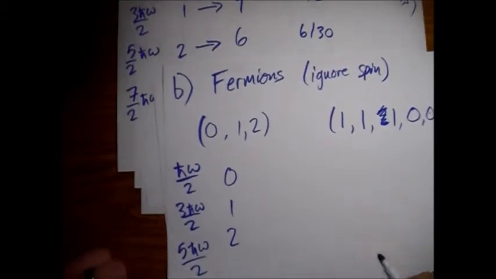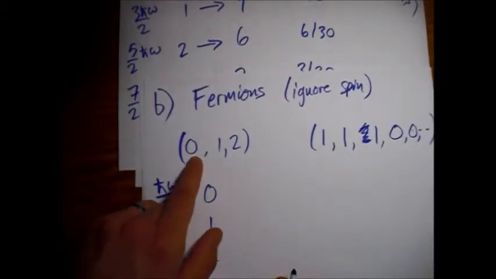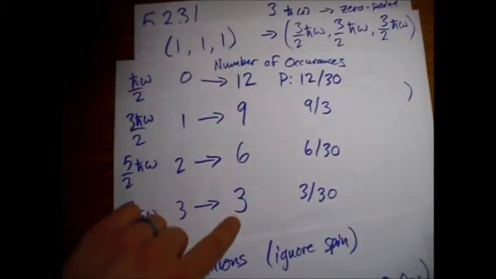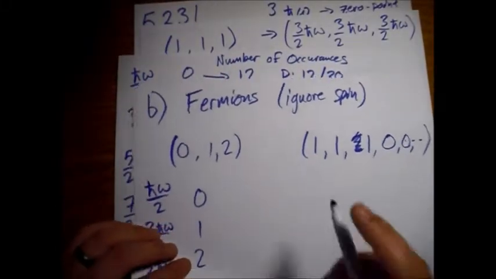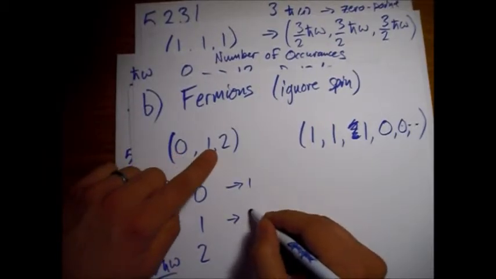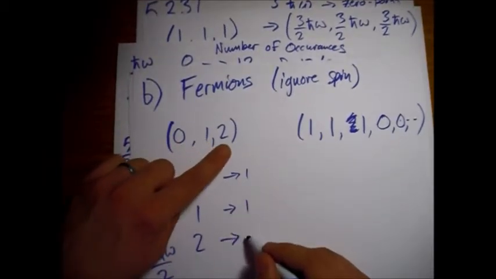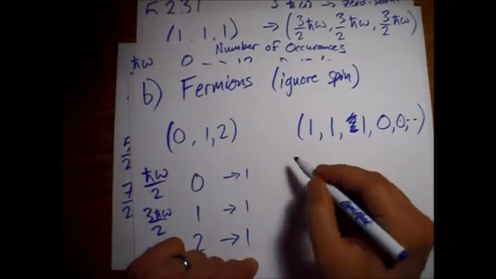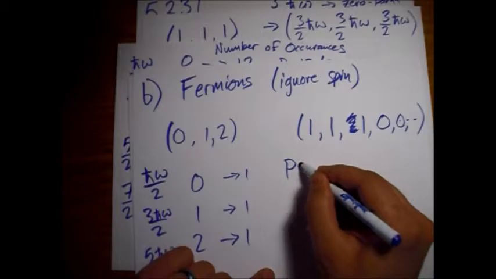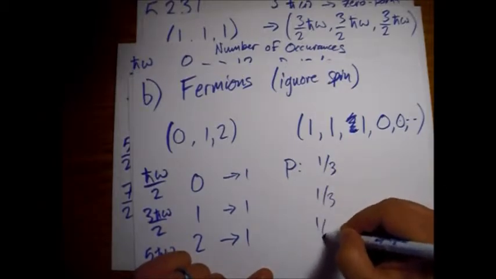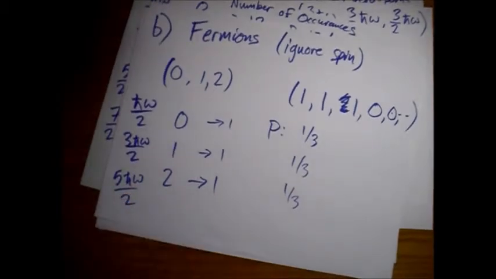What is the probability of each one? They each appear only one time. So if I draw the same arrows that I did, like number of occurrences, right? There's only one 0, there's only one of those, there's only one of the 2s. And then we sum these up, we get 3. So for our probabilities, we have 1/3, 1/3, 1/3. Okay.